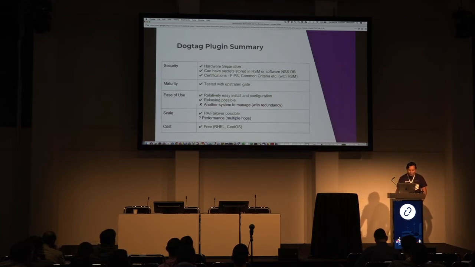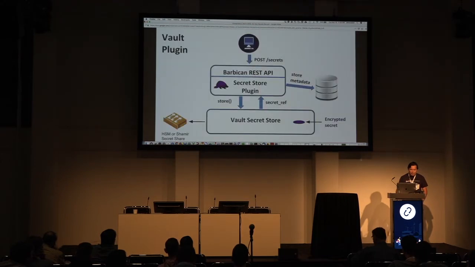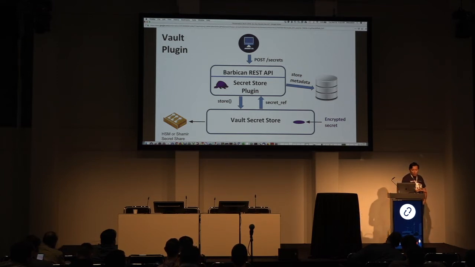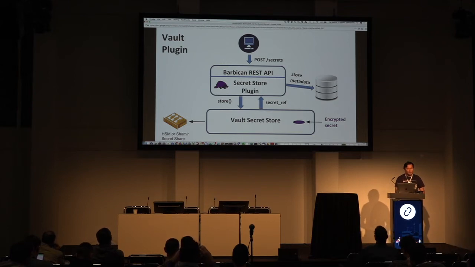So next, HashiCorp Vault. This is a relatively new plugin. Again, it's a secret store plugin that is separated away from Barbican. You store the secrets directly there. Basically you pass the secret in, and it's stored within Vault. Vault itself can, of course, protect the secrets it holds. It's sort of a Shamir secret share kind of thing. So it has its own encryption keys, or you could store them within an HSM, which costs money.